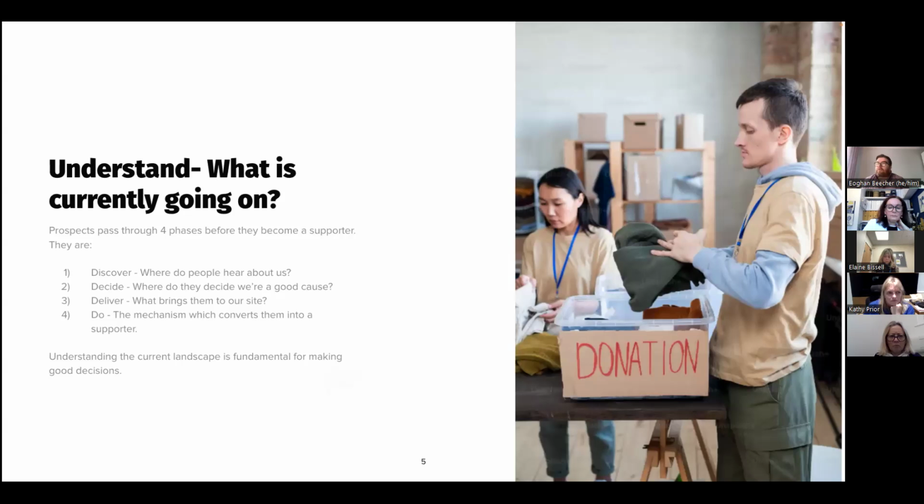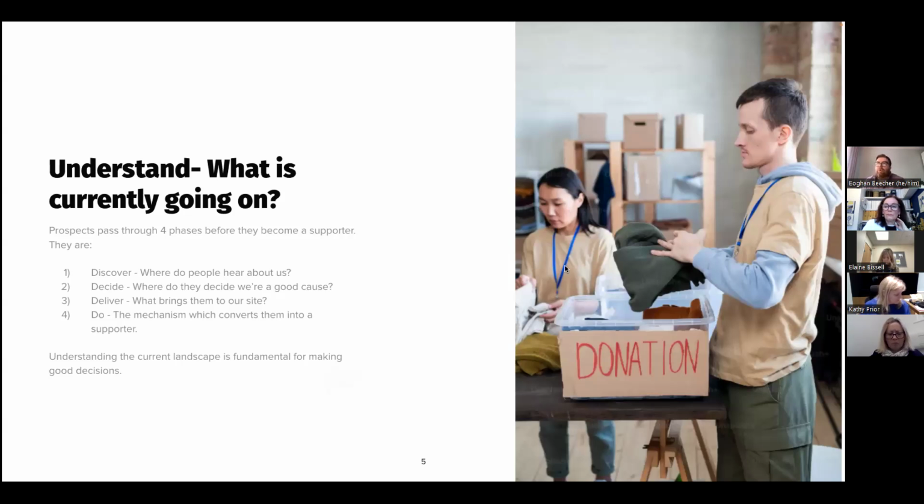So if you think about it from the old charity shop way of looking at things, the discovery phase is the sign you have on the high street. The decision-making phase is the messaging you put in your window. The delivery phase is literally having your door open so people can walk through it. And the doing phase is the till that you put the money into. And this type of structure can be applied to all sorts of journeys.